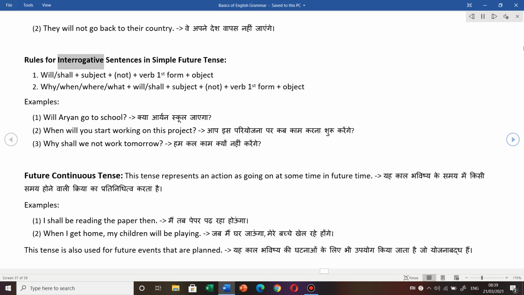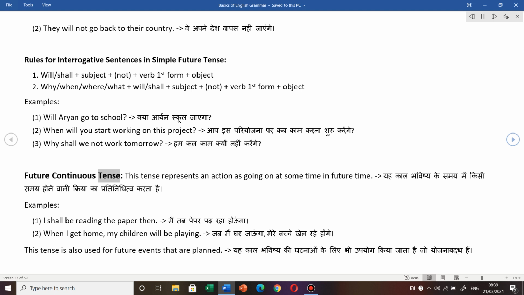Rules for interrogative sentences in simple future tense. Will/shall plus subject plus not plus verb first form plus object. Why, when, where, what plus will/shall plus subject plus not plus verb first form plus object. Examples. Will Ian go to school? When will you start working on this project? Why shall we not work tomorrow?